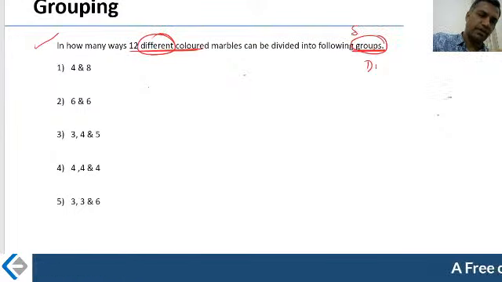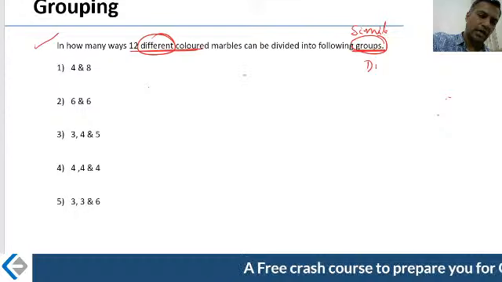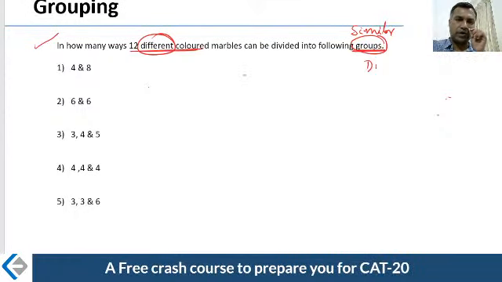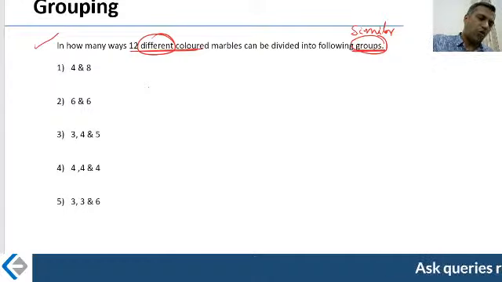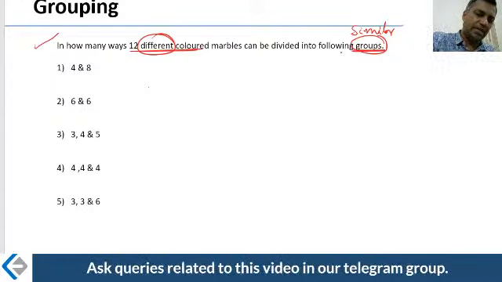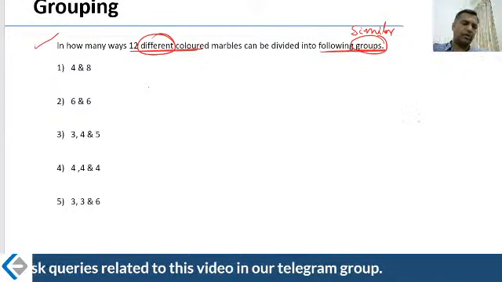Groups means what? Similar. You just divide them into groups and keep them on the table, on your working table. What to do with them, I'll tell later. That is not asked here. So just make the groups and keep them there. In how many ways can 12 different colored marbles be divided into the following groups? I gave 5 questions here, therefore I said following. In the exam, you'll get only one question.